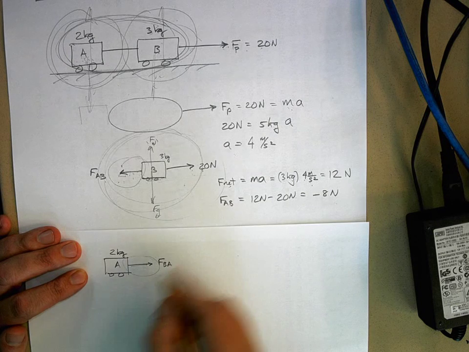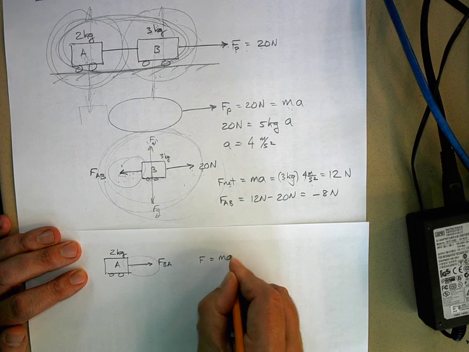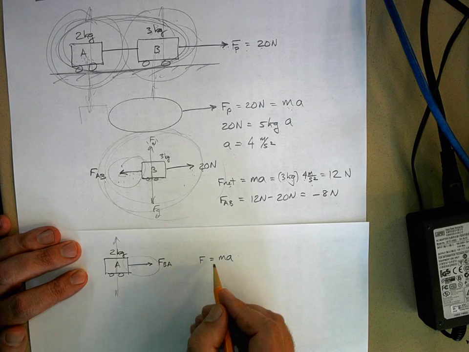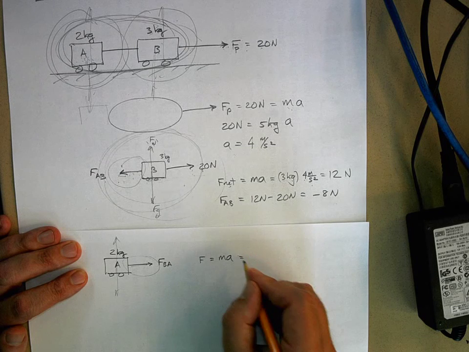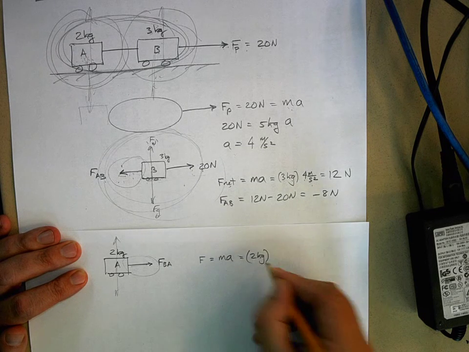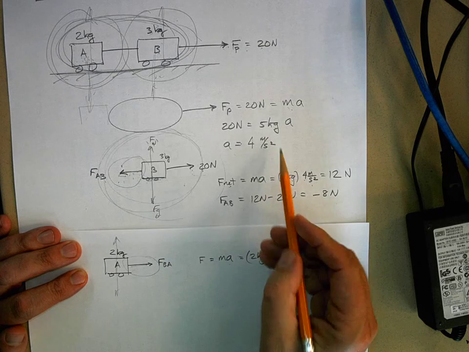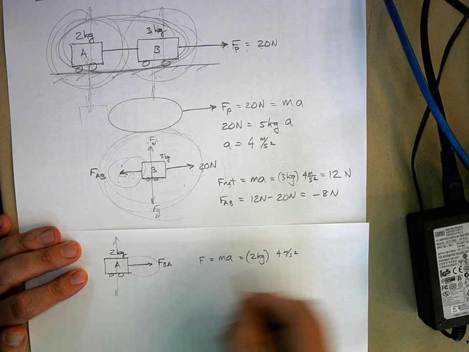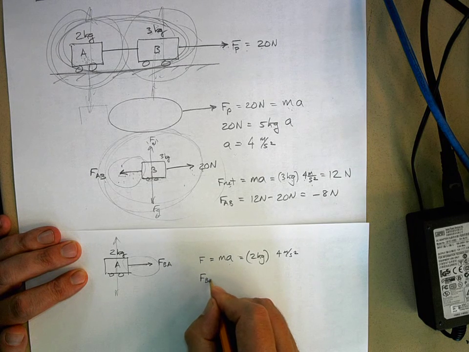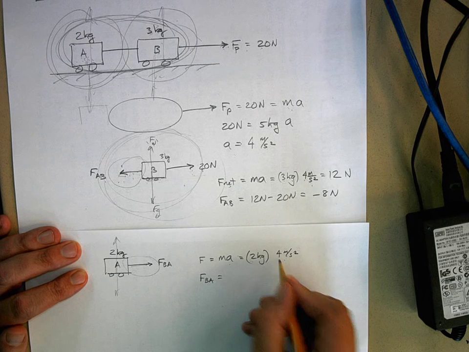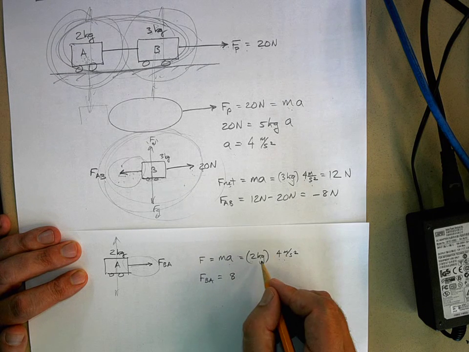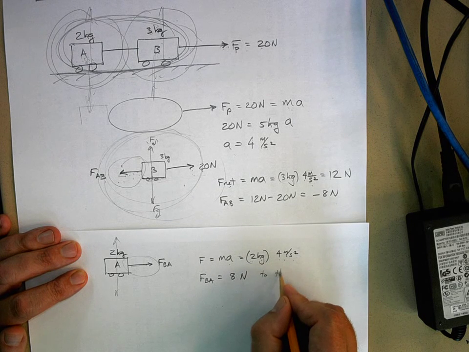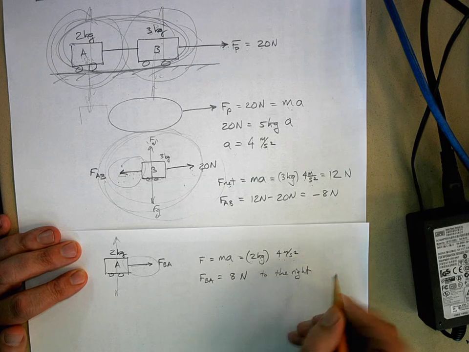F equals ma. This is the only force acting on A that isn't canceled out. Gravity and normal forces are canceling out. So the mass is 2 kilograms. And what's the acceleration? We already said from the first free body diagram that it's 4 meters per second squared. So 2 times 4 is 8. And what's a kilogram meter per second squared? That's a Newton. To the right. Now look, that's the force of B on A.